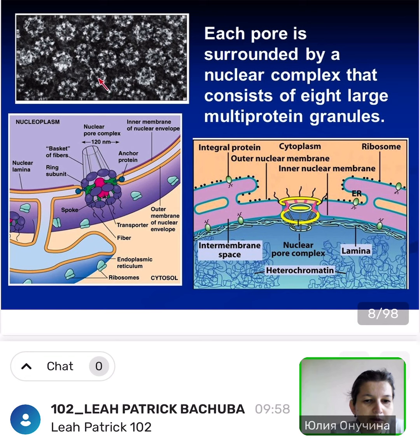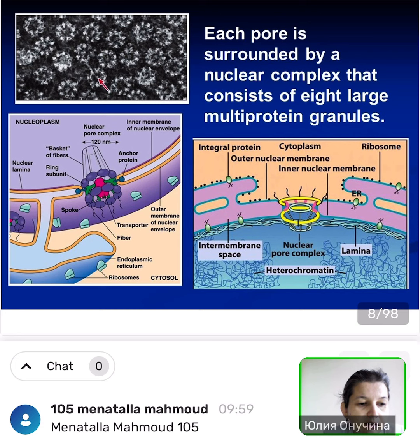So it is a very complex structure that includes a lot of proteins with their own functions, and it is a channel for transporting RNA into the cytoplasm and substances for creating RNA from the cytoplasm into the nucleus.